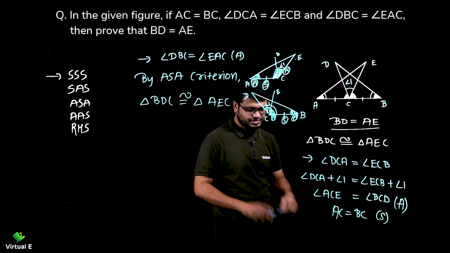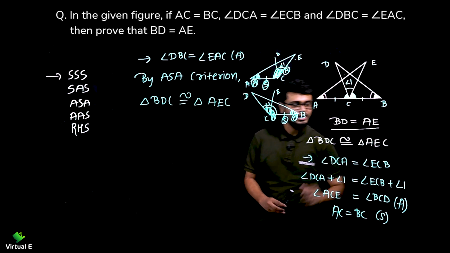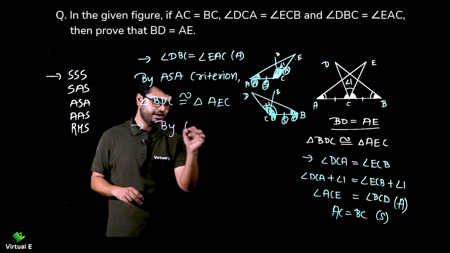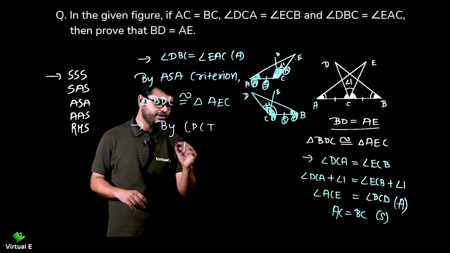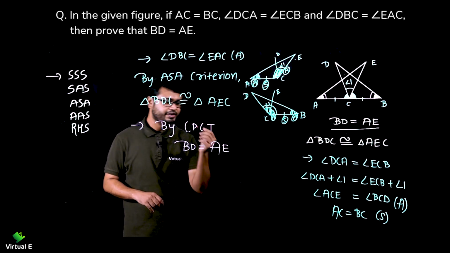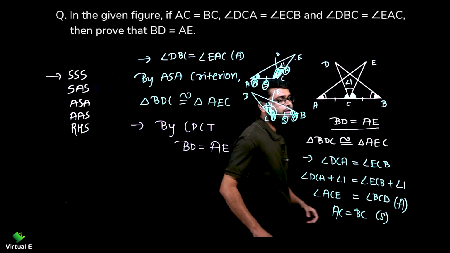This is not our final answer. Remember one thing: we need to prove BD and AE equal. So that's very simple. By CPCT, we can write BD is equal to AE, right? Corresponding parts of congruent triangles are equal.